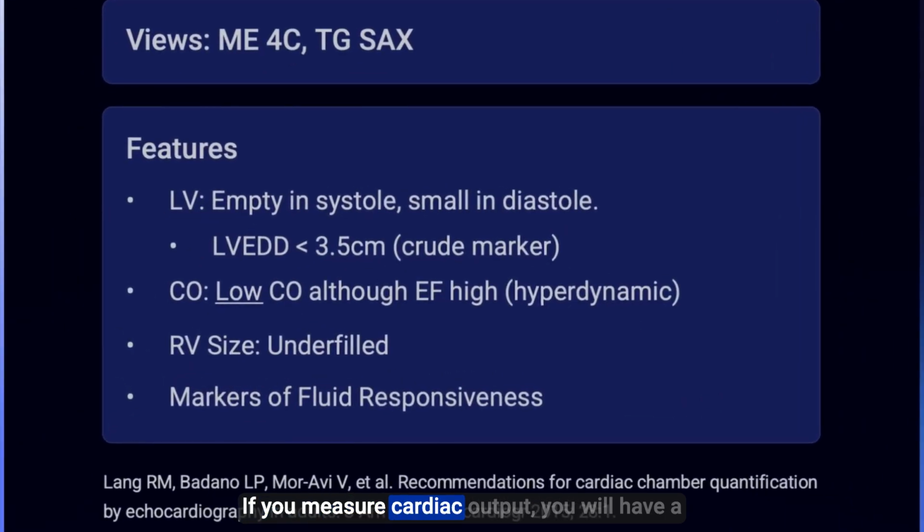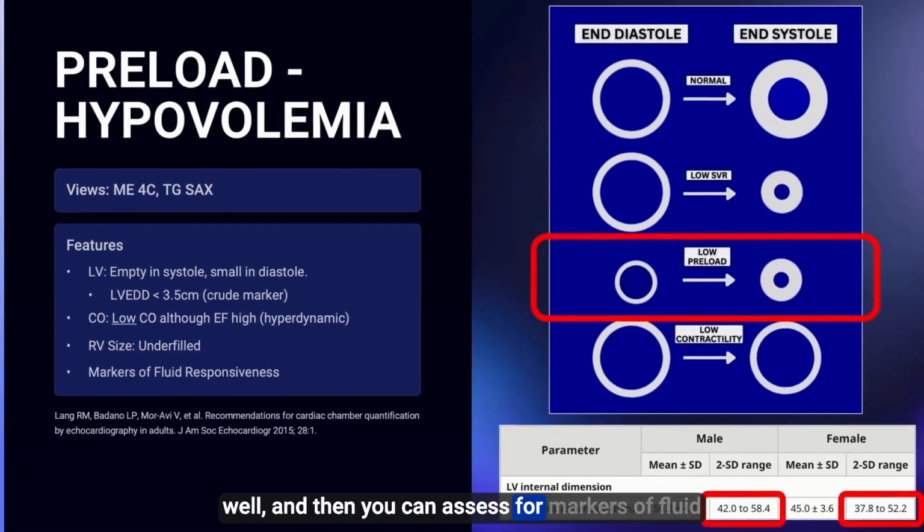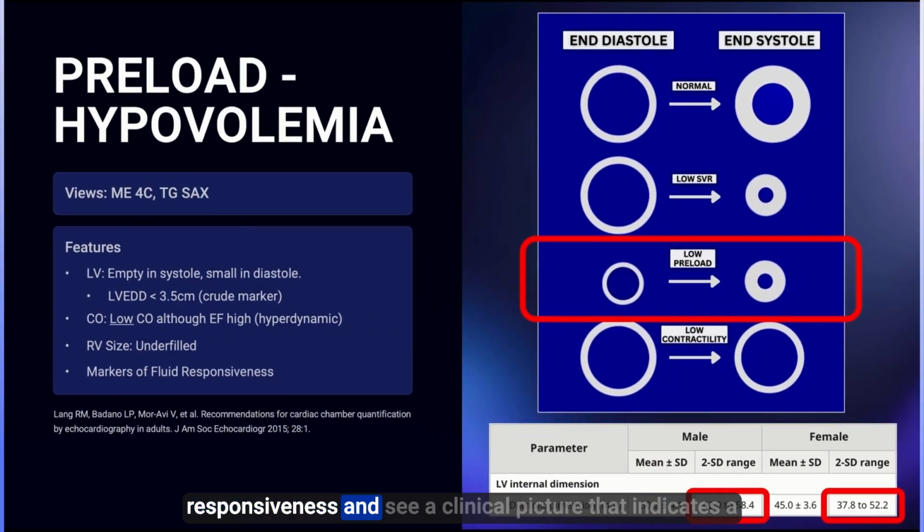If you measure cardiac output, you will have a low cardiac output, even though your ejection fraction is frequently high and hyperdynamic. If you look at the RV size, this will be underfilled as well, and then you can assess for markers of fluid responsiveness and see a clinical picture that indicates a patient would benefit from more volume administration.